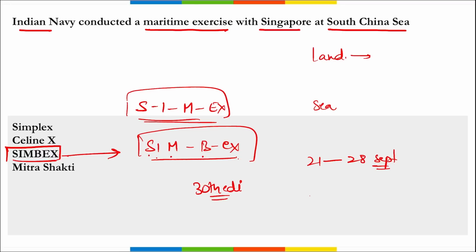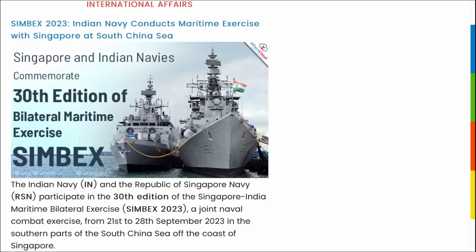Then from the Indian side, remember, it is INS Ranvijay, INS Kavaratti, then INS Sindhukesari. These are the Indian naval ships that took part in this particular exercise from the Indian side, right? Then apart from this, here you can see SIMBEX. The Indian Navy conducted this maritime exercise with Singapore in the South China Sea, and this was the 30th edition.